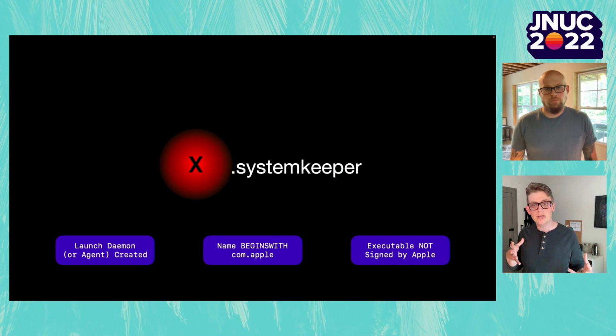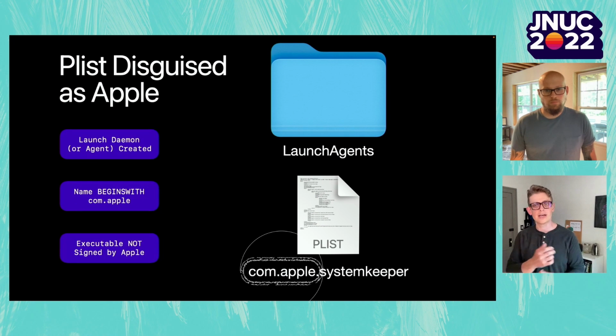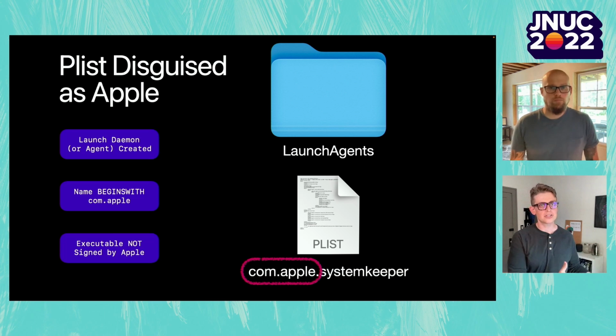So this is pretty much a smoking gun. We have a plist that's using a com.apple prefix, but the executable that's trying to run is neither signed by Apple nor signed at all, and that's a huge red flag. We confidently pop an alert to the user or to the console for further analysis. So to recap, we're detecting on the creation of a launch agent or launch daemon that has a plist that begins with a name with com.apple.